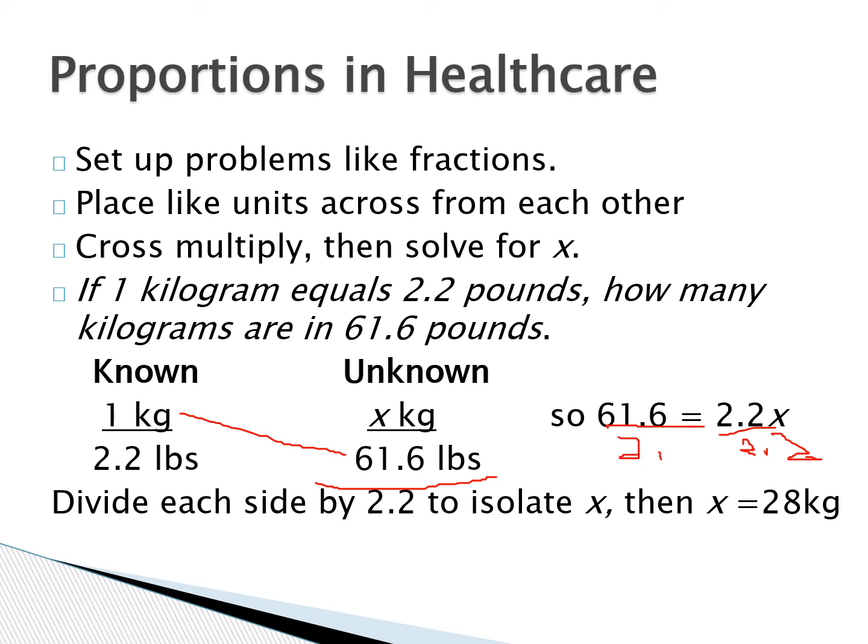So divide both sides by 2.2. That gets rid of my 2.2 here. If I do my math, divide each side by 2.2 to isolate x, I get 28 kilos. Okay.